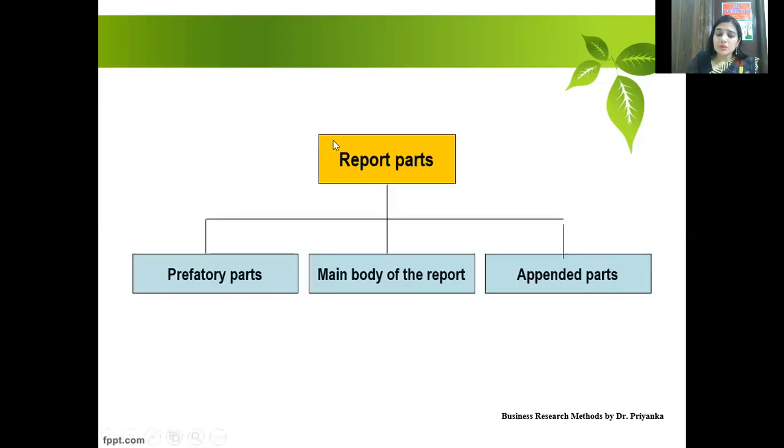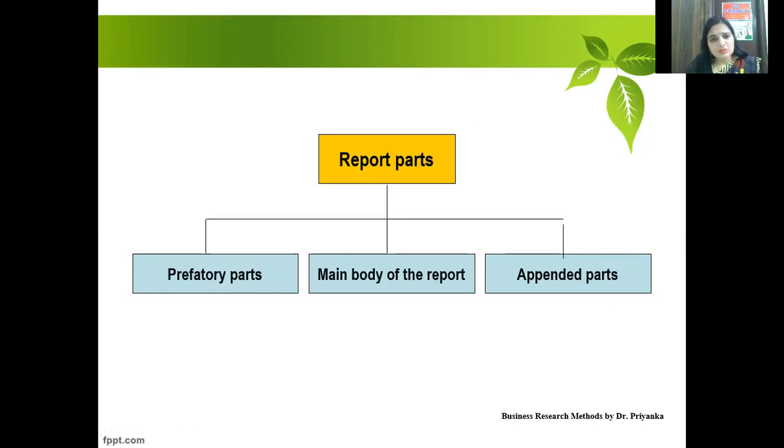Your research project, basically your research report, would contain three parts. One is the prefatory part, second is the main body, and last is the appended part, right? Prefatory part means little introductions and all, title pages, providing the list of tables, providing the list of chapters, summary of the report, right? Those things. The main body would consist of all the things we have discussed in the research process.